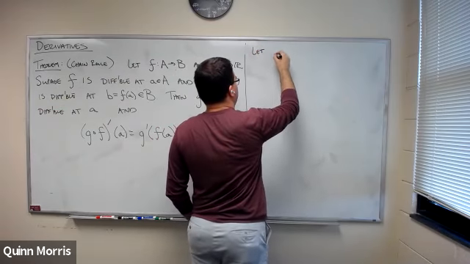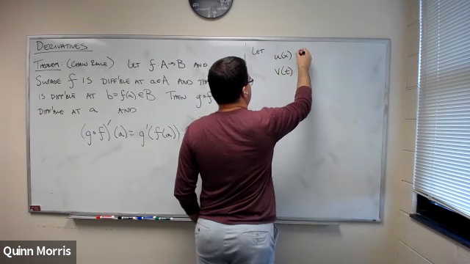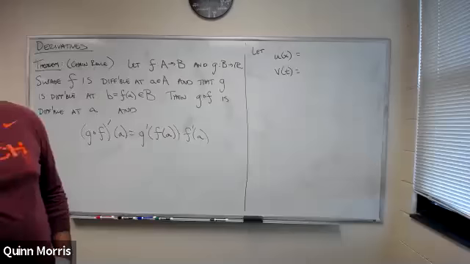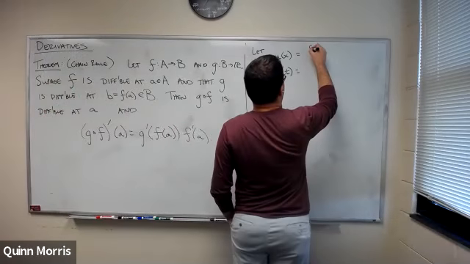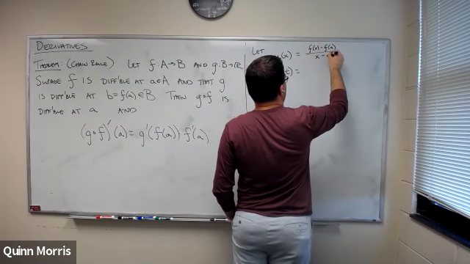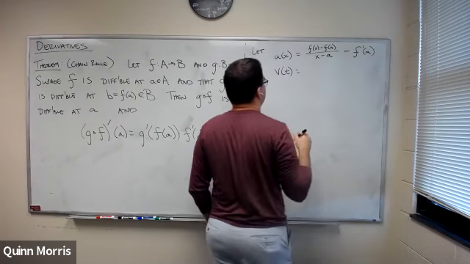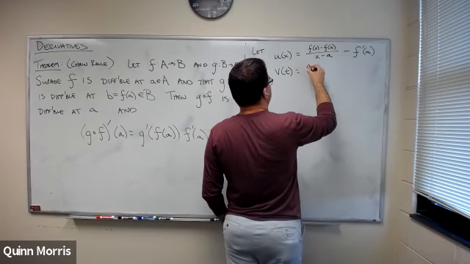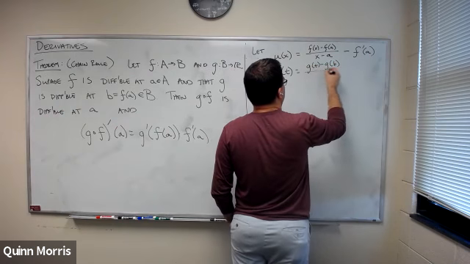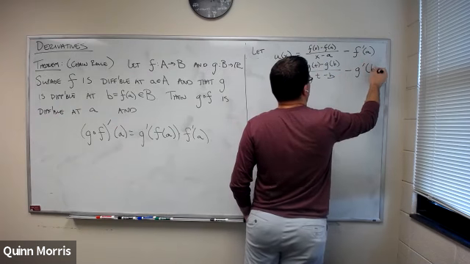So I'm going to define two functions, u of x and v of t. This function u of x is just going to be (f of x minus f of a) over (x minus a) minus f prime of a. And this function v of t is going to be (g of t minus g of b) over (t minus b) minus g prime of b.